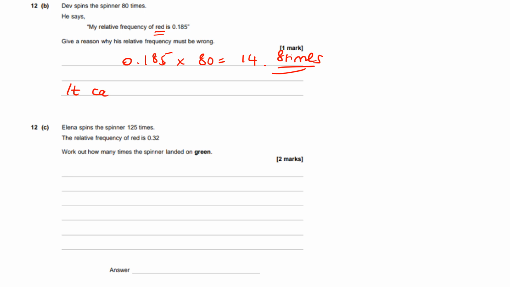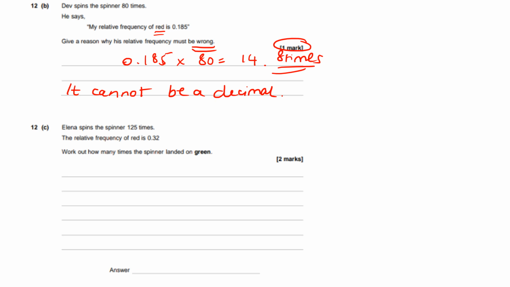It cannot be a decimal. So that's completely wrong, and that is the reason why. You can't have 14.8 times red coming up when you're spinning the spinner.